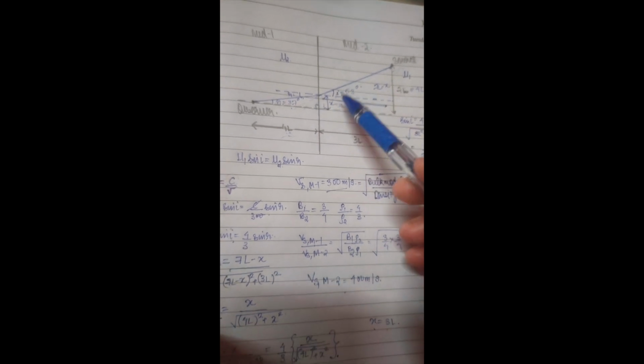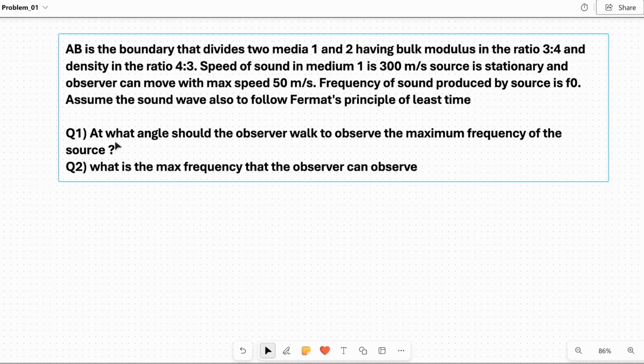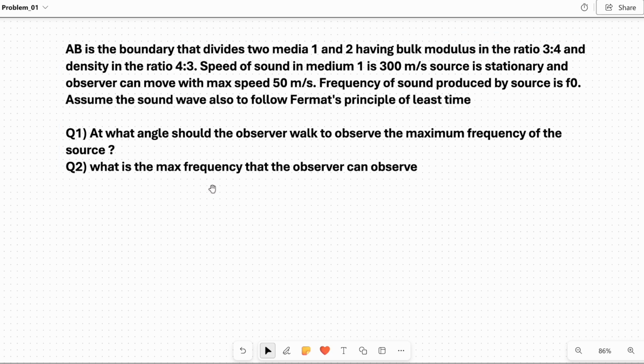Now let's see what other options do we have in this question and how can we calculate those options. So these are the two follow-up questions that the original question asks us. At what angle should the observer walk to observe the maximum frequency of the source, and what is the maximum frequency that the observer can observe? So let's first discuss why are we concerned with the maximum frequency and why do we have a case for maximum frequency, that is, why does frequency change?